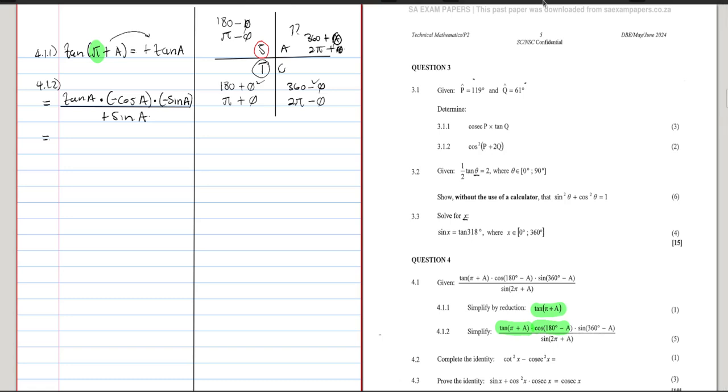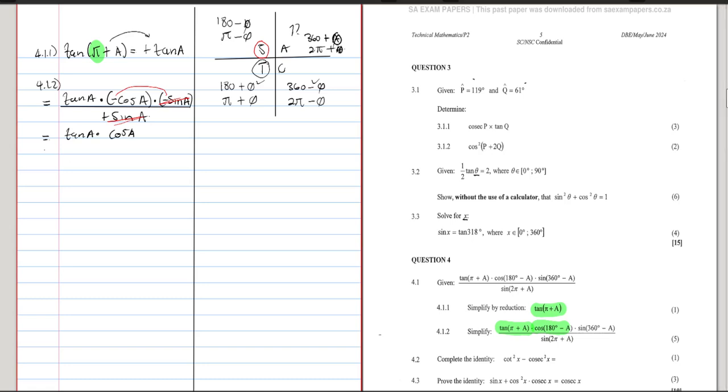So I can just cancel these two out, and let's work it out like this. A negative times a negative, that's a positive. And then the sine cancels out the sine. We are now left with just the cos and tan. So that's going to be tan a multiplied by cos a. That is what is left.